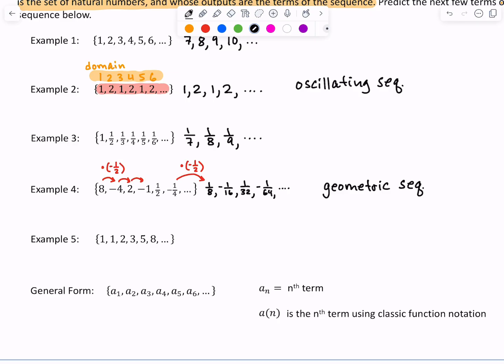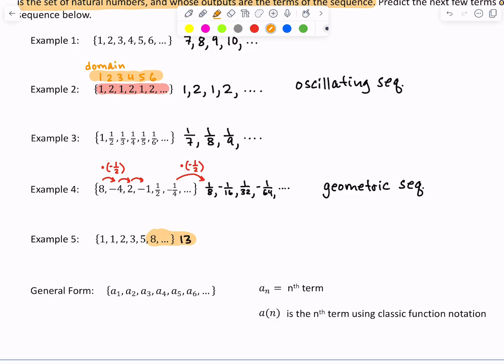Example 5, we have 1, 1, 2, 3, 5, 8, etc. This one can be challenging to determine the pattern. Notice the sum of the first two terms makes the third term. 1 plus 1 makes 2. Now add the second and third term, and we get the fourth term. 1 plus 2 is 3. Now add the third and fourth term to get the fifth term. Add the 3 and the 5, we get the 8. So I predict that adding the 5 and 8 will produce the next term, which is 13.